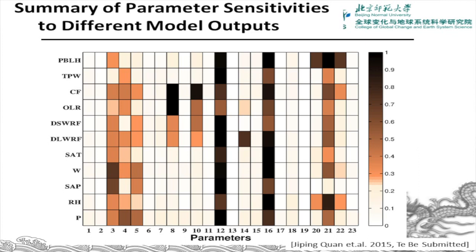For instance, these parameters are only sensitive to the downward non-wave radiation, and this is for those 4 variables. And this one, only planetary boundary layer height, these parameters are only sensitive to the planetary boundary layer height, etc.